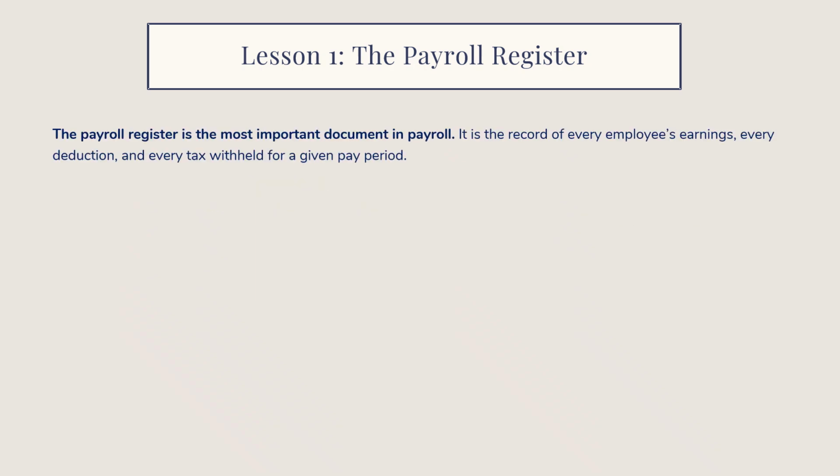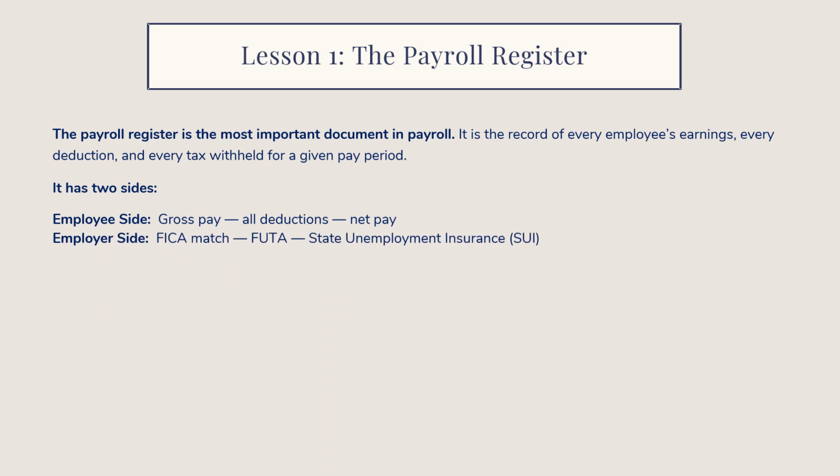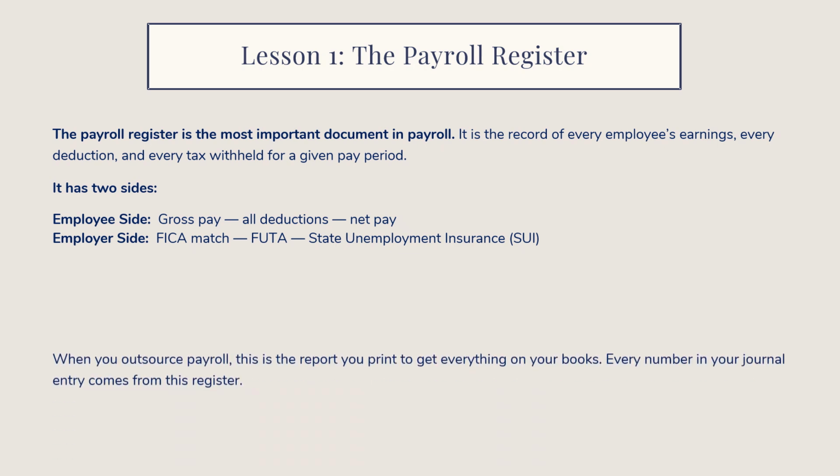The payroll register is the most important document in payroll. It is the record of every employee's earnings, every deduction, and every tax withheld for a given pay period. It has two sides, the employee side, which shows gross pay, all deductions, and then net pay, and then the employer side. This shows the employer's FICA match, FUTA, and state unemployment insurance.